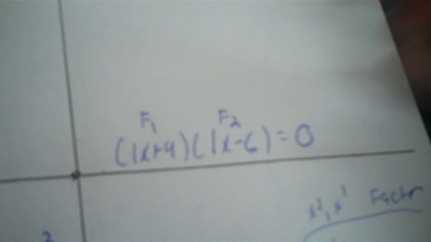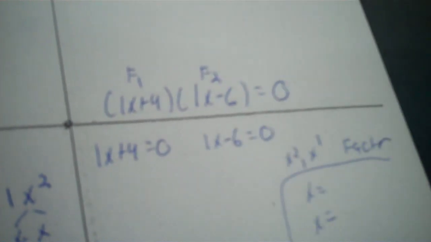The A x² is your x to the second multiplied by 1. So we break the x to the second into x times x, okay? So x, x, and then we apply a 1 in front, and those are the two factors. So I take 1x plus 4, 1x minus 6 equals 0, and that's how I get my F1, F2. So 1x plus 4 could equal 0, or 1x minus 6 could equal 0.